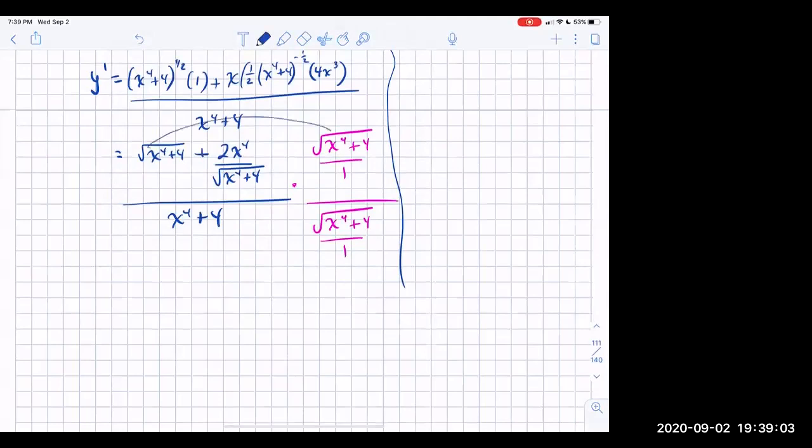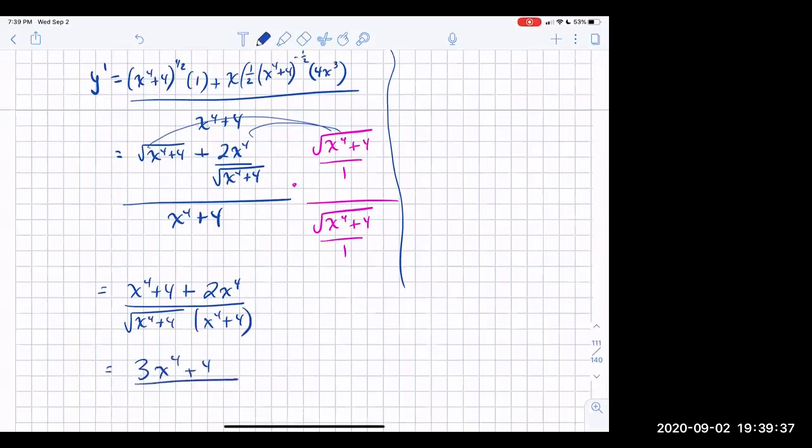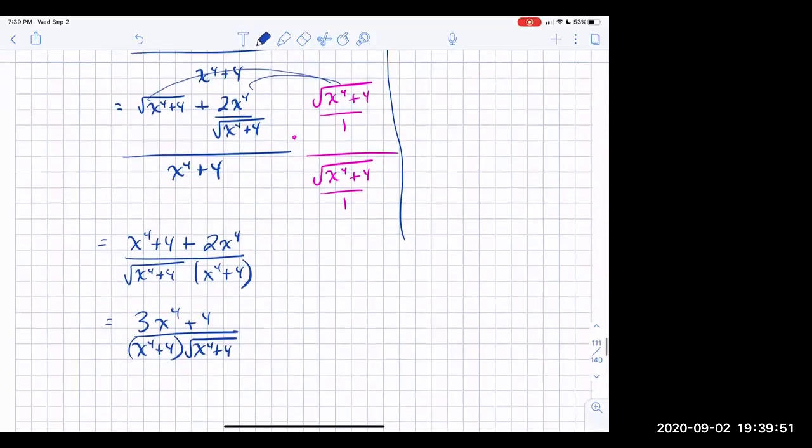Now, what that does as I distribute this is it says the first term is just going to be x to the 4th plus 4. The second term is just going to be 2x to the 4th, right? Everybody good with that? Over the square root of x to the 4th plus 4 times x to the 4th plus 4. So that simplifies to 3x to the 4th plus 4 over x to the 4th plus 4 times square root of x to the 4th plus 4. Yay. It's nasty. Okay.